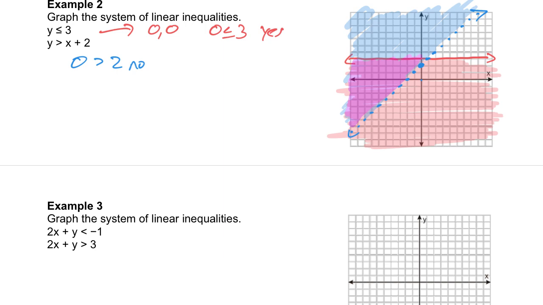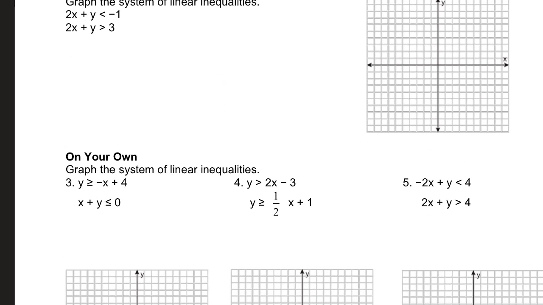Let's go ahead and now do example number 3. First thing I want to do is solve for y, to get y by itself so we can use slope-intercept form. So my first inequality gives me y less than negative 2x minus 1. And my second one gives me y greater than negative 2x plus 3. Now I can already tell these are going to be parallel lines, but let's see what happens here.